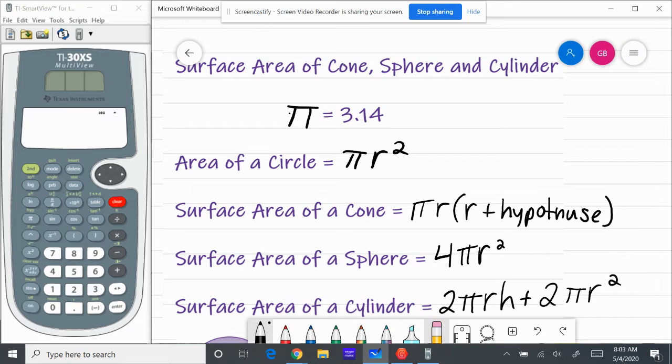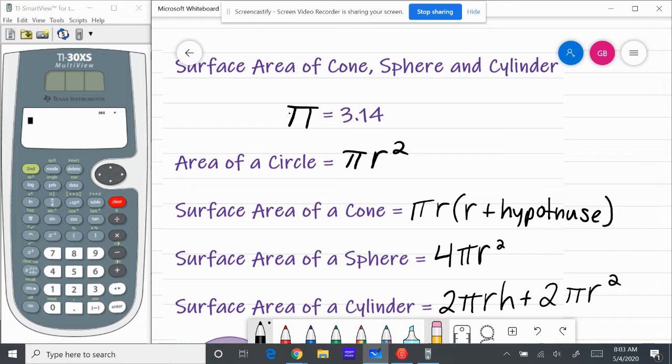First of all, throughout the lesson, pi, I'm going to use 3.14. That's just rounded. There's actually more digits to pi, but 3.14 is enough for this lesson.